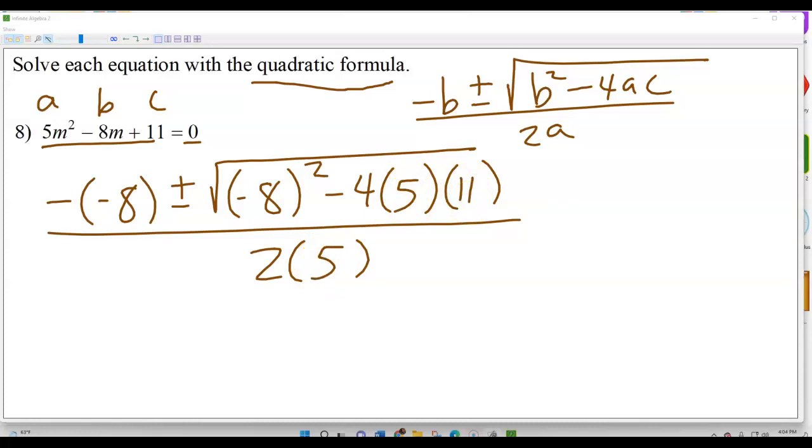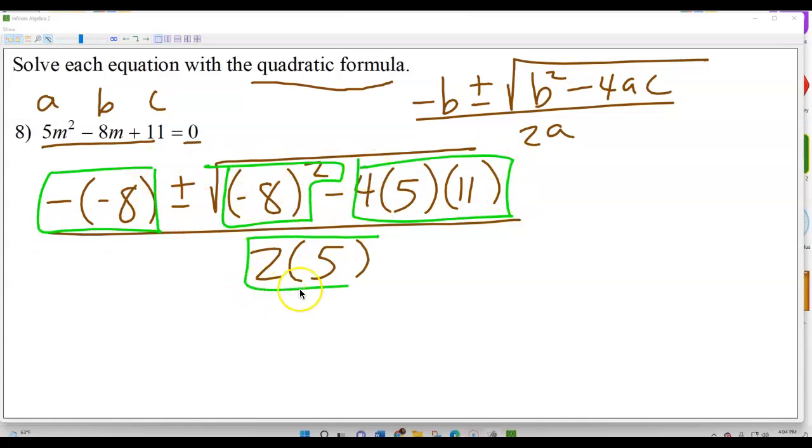So that's the first thing you want to do is plug it in. The next thing you're going to do is you're going to simplify pieces. So I'm going to simplify this piece, this piece, this piece, and this piece. So the first piece I circled there, negative 8 is positive 8. Next part I circled, negative 8 to the second power is 64.